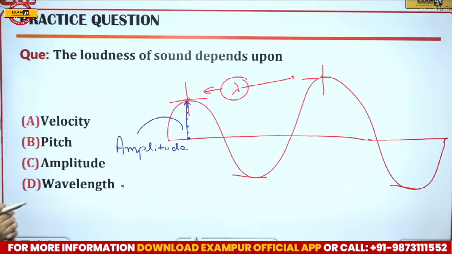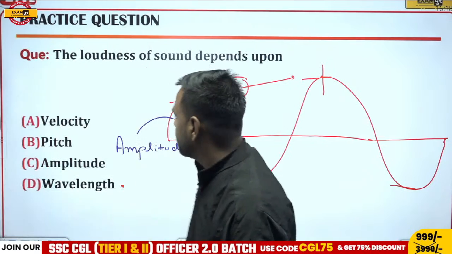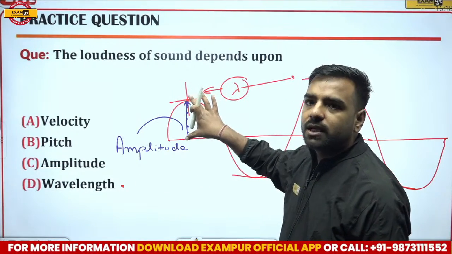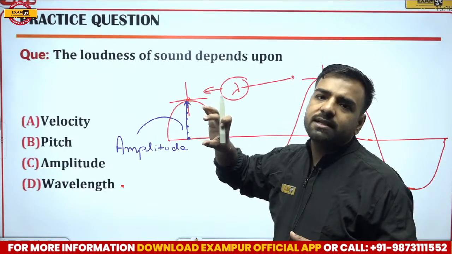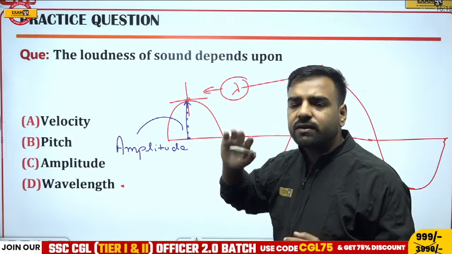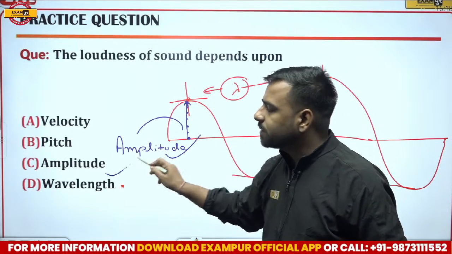Whenever someone asks you which particular sound is louder, what you can check is the size of the amplitude. If it is higher, the sound will be more. If it is lower, the sound will be less. That is, the loudness of the sound actually depends on the amplitude. That is option number C.